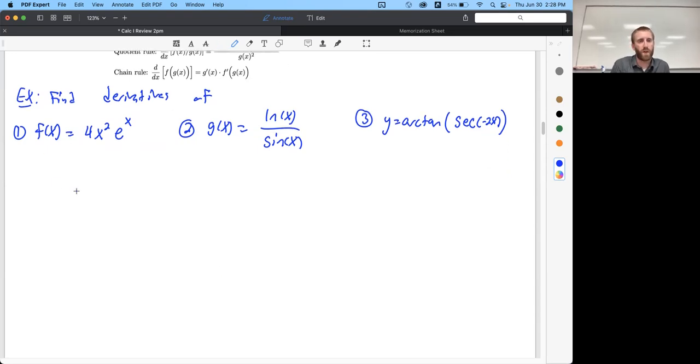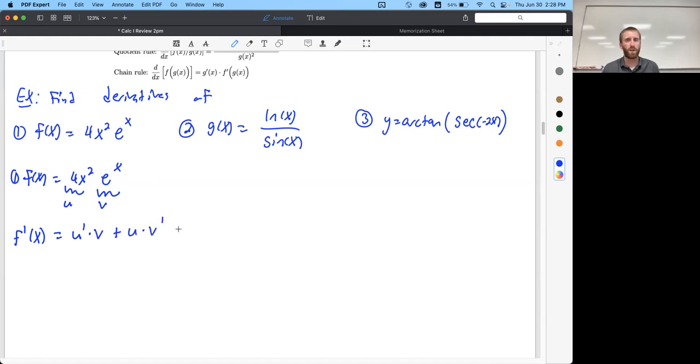So let's find these derivatives. Number 1, so when we have f of x equals 4x squared times e to the x, obviously we have a product of functions here. We have this one here times that one. And so it's traditional to call these things u and v. Don't have to, but we can. And the product rule says that the derivative of the function is the derivative of the first times the second plus first times the derivative of the second.